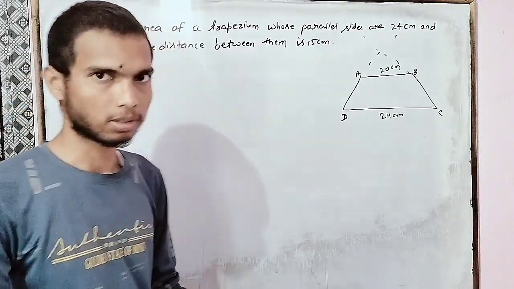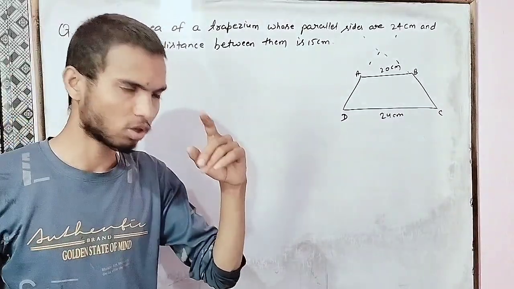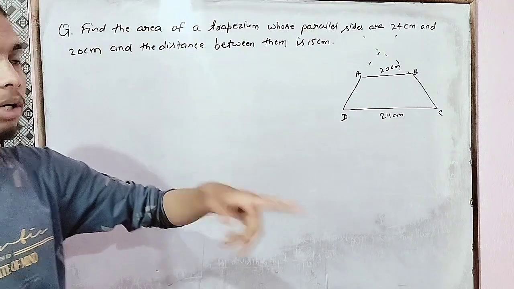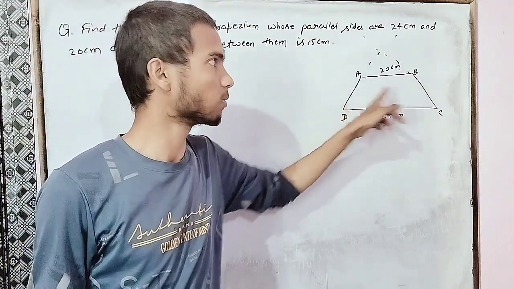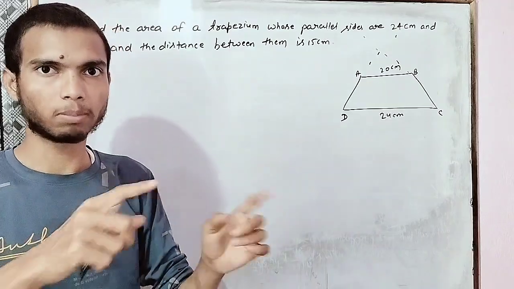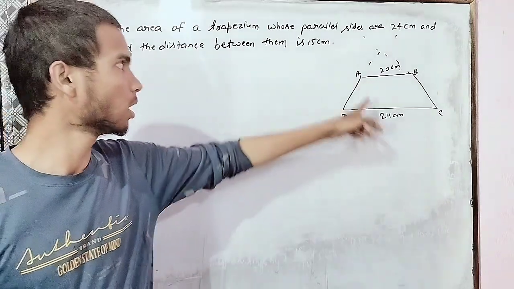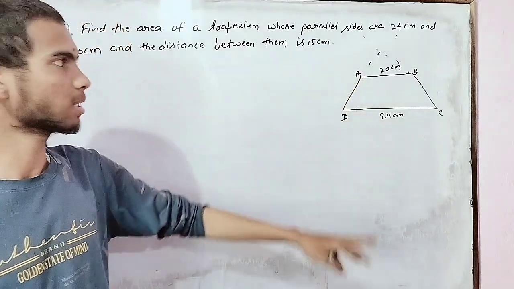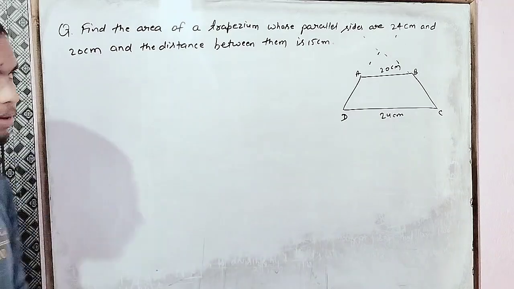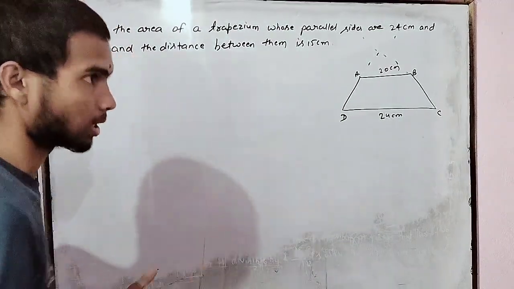But remember 1 by 2, then the sum of parallel lines. 1 by 2 is for this. Now what about the parallel lines? Then we take 1 by 2 multiplied by the sum of parallel lines, then multiplied by the height. Height is nothing but the breadth. You can say breadth in this case.